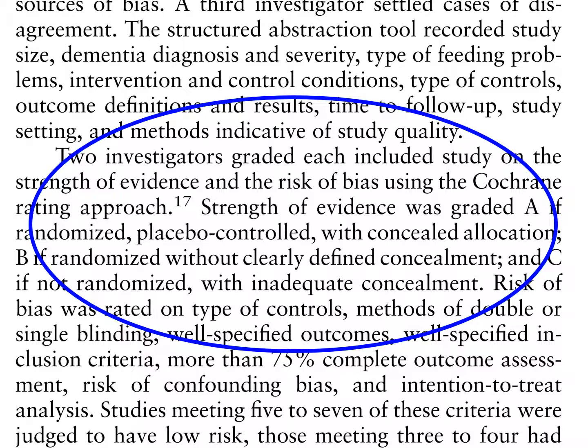In the methods, they explained exactly how they carried out the review. Another very essential feature, they said that 2 investigators graded each study. Then they said how they graded the strength of evidence, A if randomized, placebo-controlled, B if randomized without concealment, C if not randomized, and they looked at risk of bias by looking at whether the studies were blinded, double-blinded, and so forth, applying the specific criteria of RCTs.